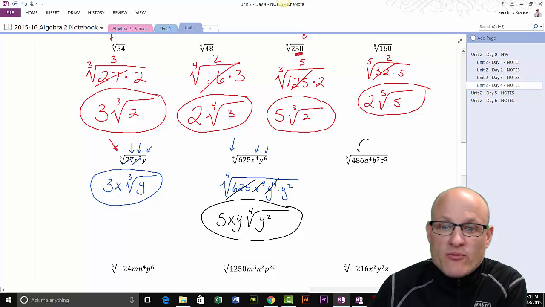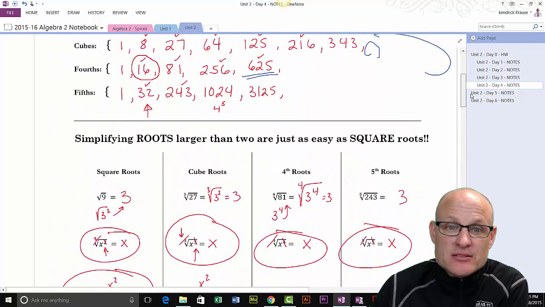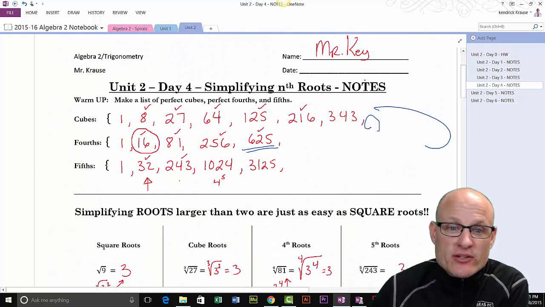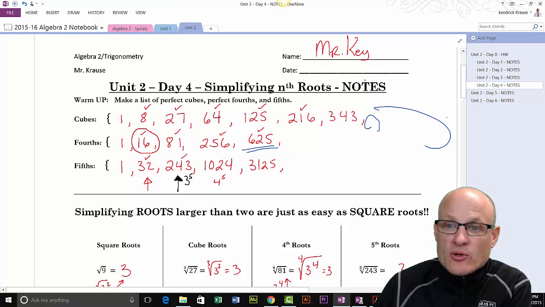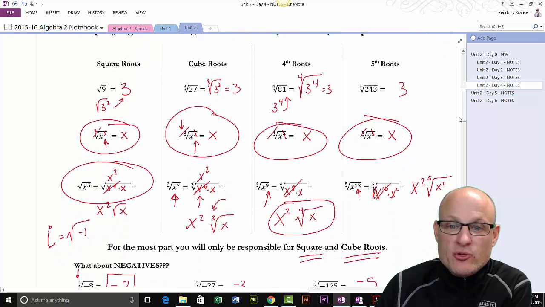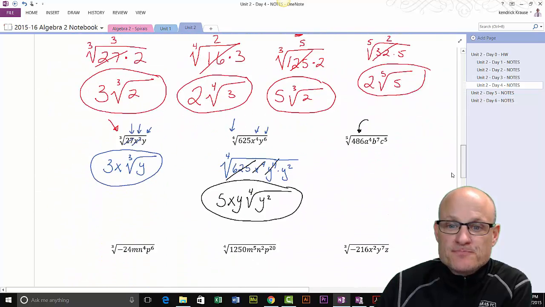Holy mackerel. 486. I need a fifth that goes into 486. Well, let's see. Oh, look. If I double this, 243 times 2, doesn't that give me 486? So remember, this is 3 to the 5th right here. So we're going to come back here, and we're going to write it as 243 times 2.